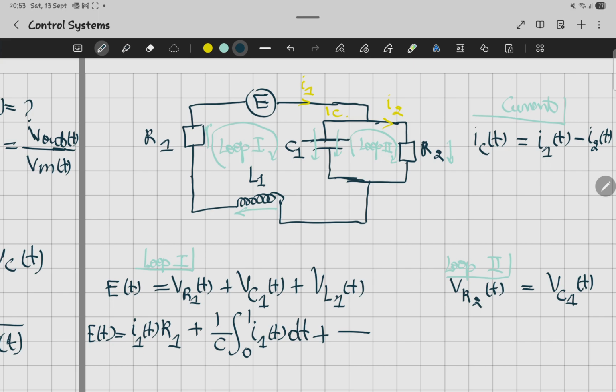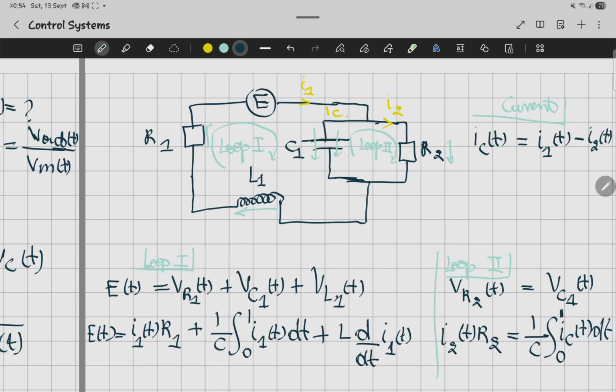plus VL. For VL it's going to be something like L di/dt. And if you go to this side, you need to know VR2. I'm just going to replace both inside this one. So it's going to be something like I2 of T times R2 equal to 1 over C integral from 0 to T of IC dt, the voltage across the capacitor.